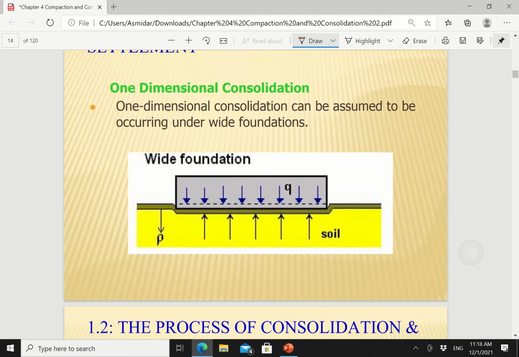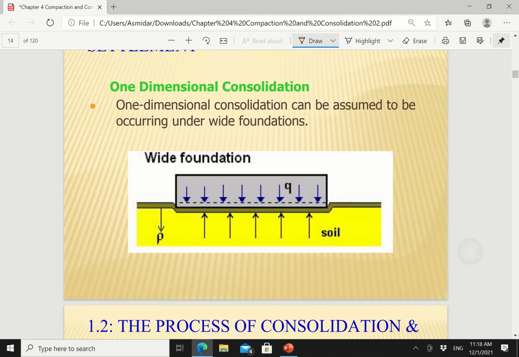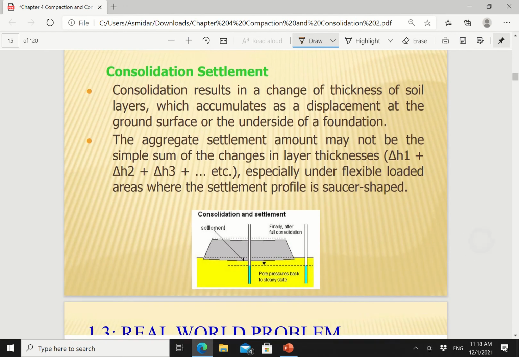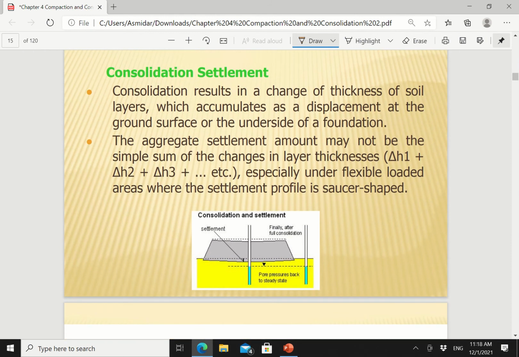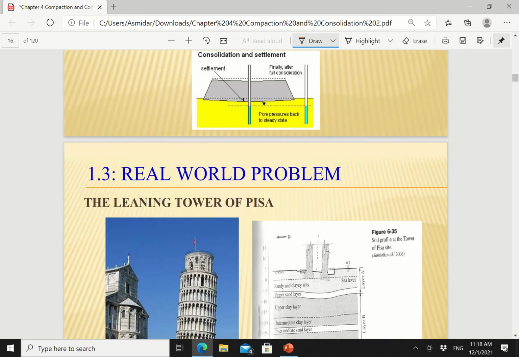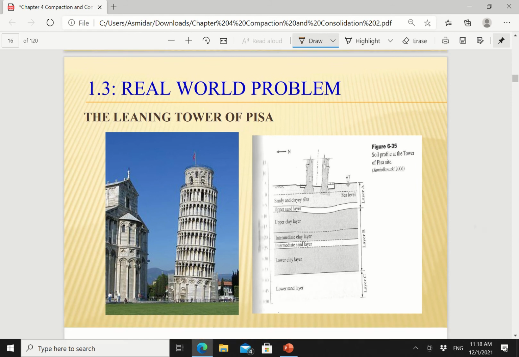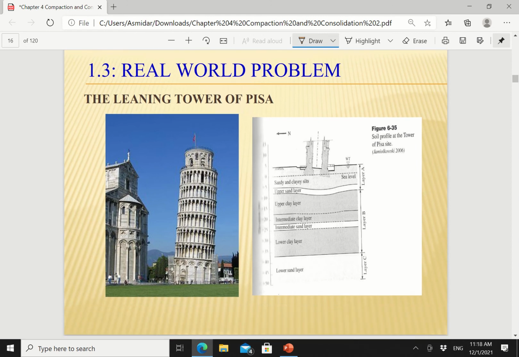Okay, this is another description of one-dimensional consolidation and its application on site, where you put a foundation on top of the soil, and that is the expectation when we have load on top of the soil. So you can read all of this about the consolidation settlement, and of course we want to introduce the real world problem.